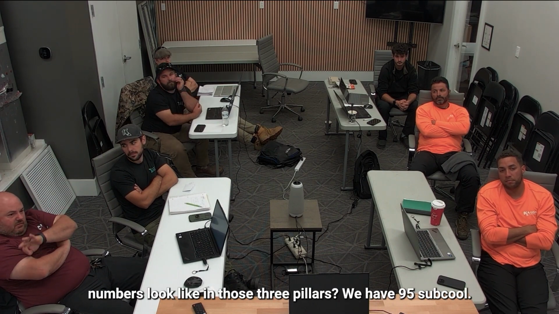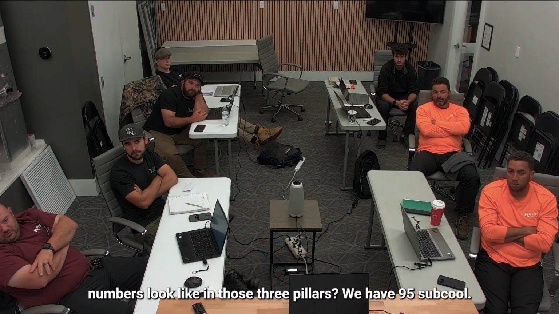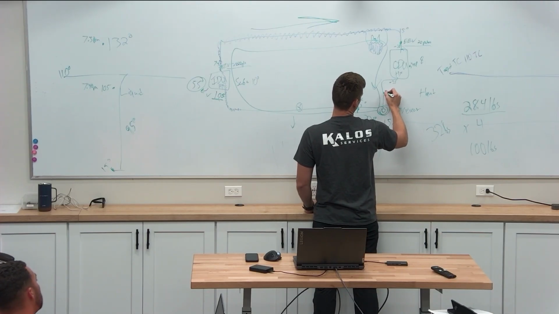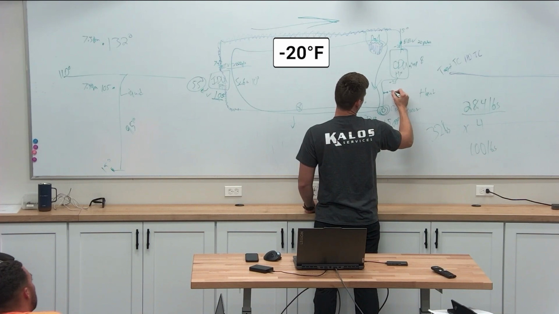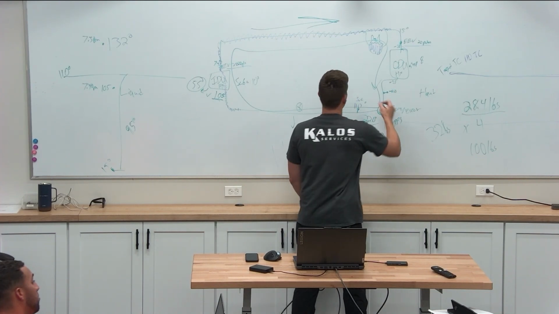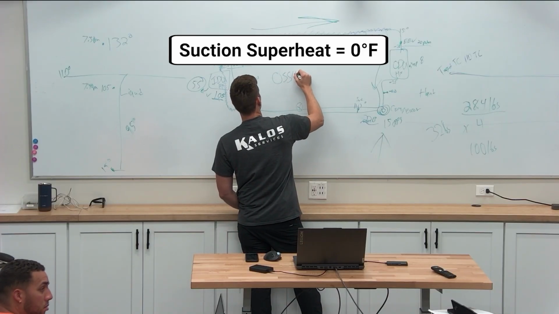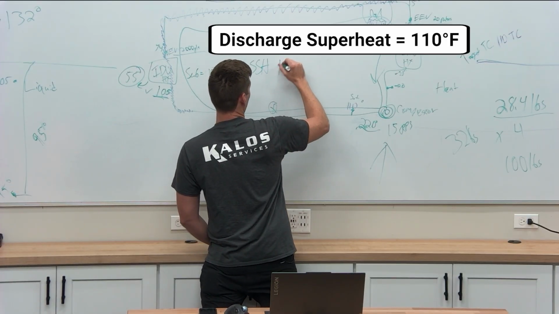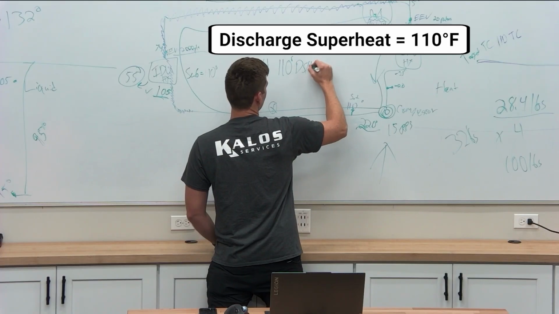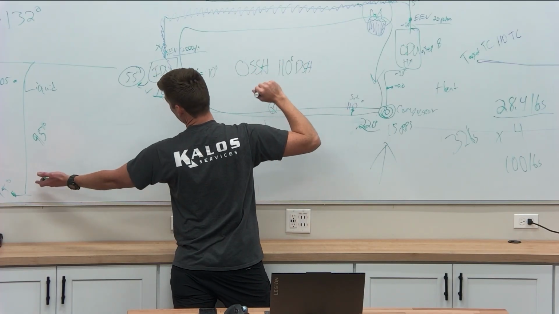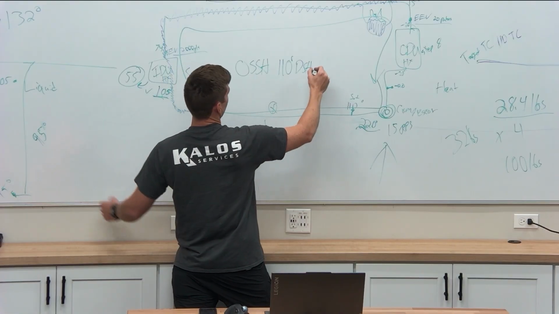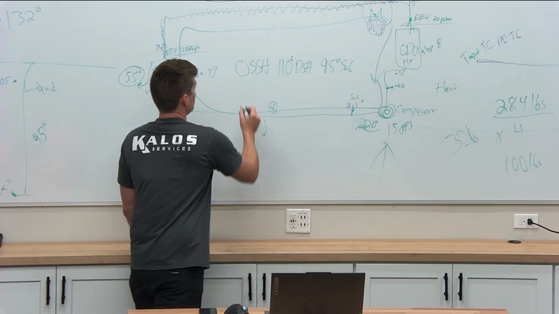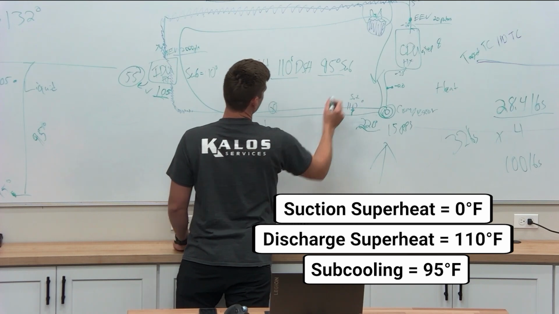What would our numbers look like in those 3 pillars? We'd have 95 subcool. So your superheat, coming back to my compressor, let's say that on the low side here, let's say that it's negative 20. So we have a 0-degree suction superheat. Then we go to discharge superheat, 110 over 220. We know that that's a 110-degree discharge superheat. And then we know over here 15 degrees over top of 105 is 95. 95 degrees subcooling. So 0 degree suction superheat, 110 discharge superheat, high subcooling.